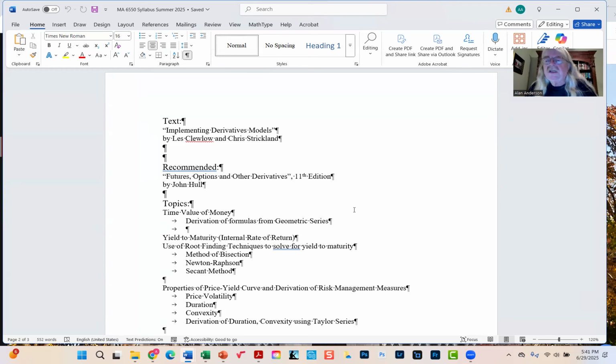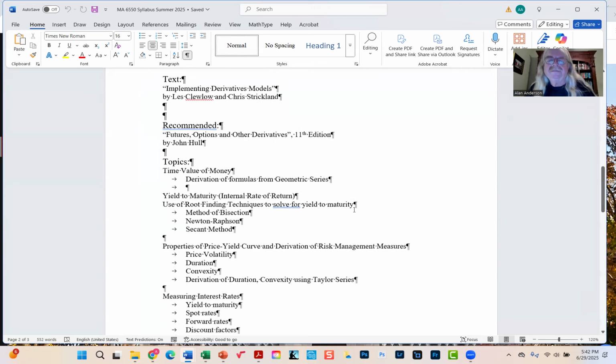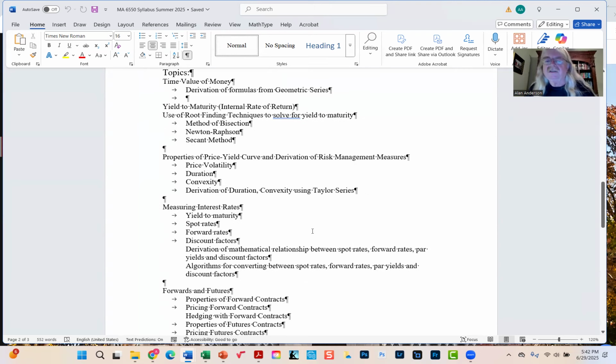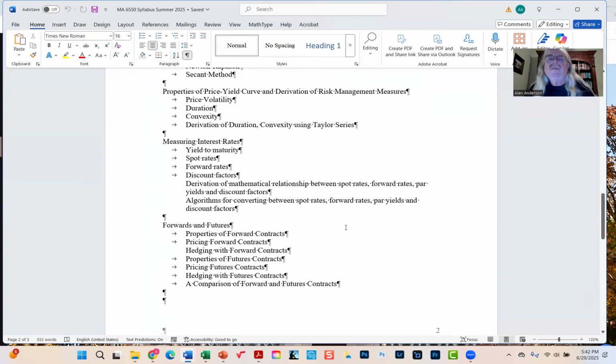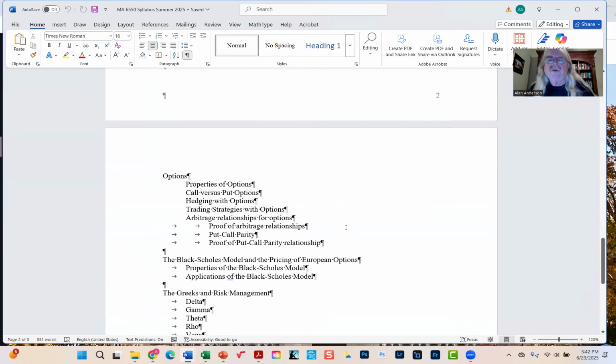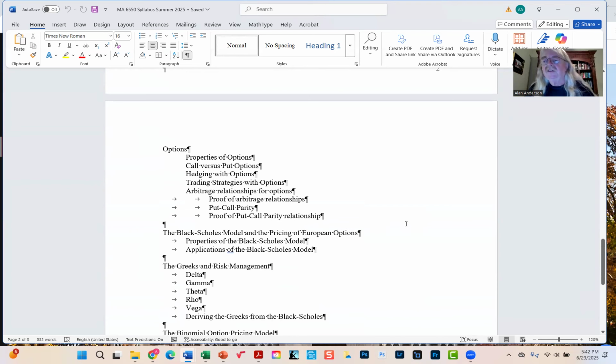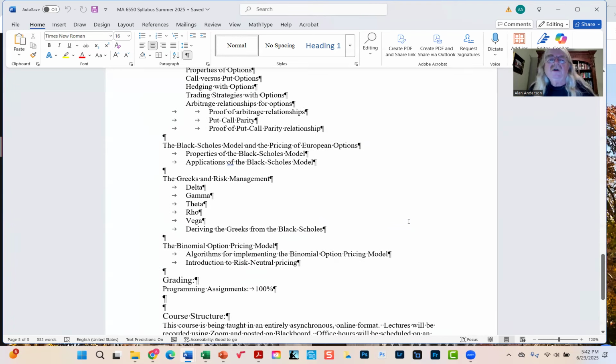But we're also looking at basic concepts like the time value of money. We're looking at bond pricing, stock pricing, forwards and futures, and options. And then we're going to spend a lot of time analyzing the Black-Scholes option pricing model, along with the corresponding risk measures that can be derived from it.